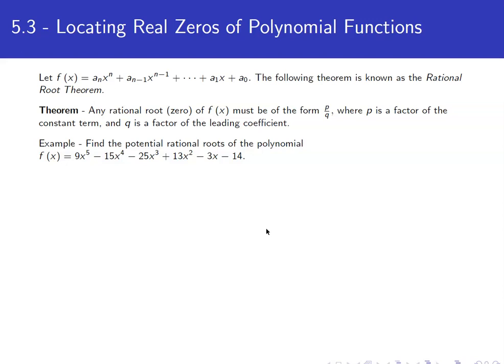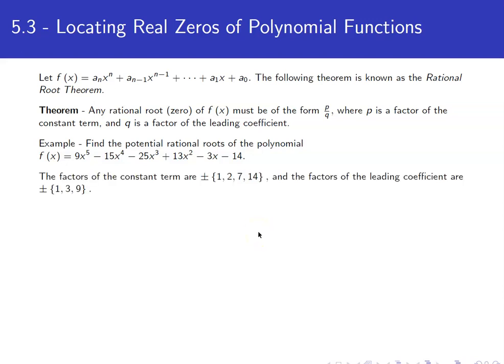Let's see if we can write out the potential rational roots of the polynomial f of x equals 9x to the fifth minus 15x to the fourth minus 25x cubed plus 13x squared minus 3x minus 14. First we look at the factors of our constant term and our leading coefficient. Our constant is 14. The factors of 14 are 1, 2, 7, and 14. We could do plus or minus either of those as well. That's why we're going to list it in set form and then put a plus or minus out in front. We could list it out as plus or minus 1, plus or minus 2, and so on. It's just a little more convenient to notate it this way.